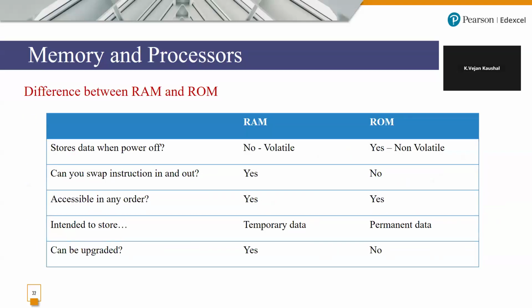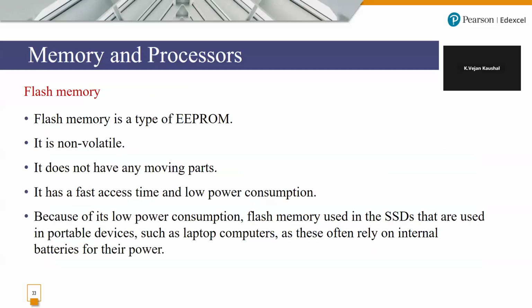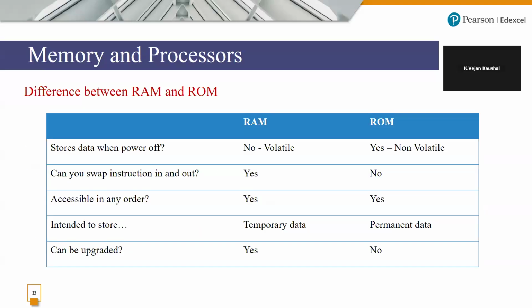So it can swap instructions: RAM yes, ROM no. Then accessible in any order: RAM can, and ROM also can, because that's what contains the boot-up of the system we are using. Then RAM stores temporary data. It's like your study table: you can keep your book there temporarily, but you can't keep your maths book there always; you have to put it in your cupboard. ROM is permanent. RAM can be upgraded, but ROM we can't upgrade.